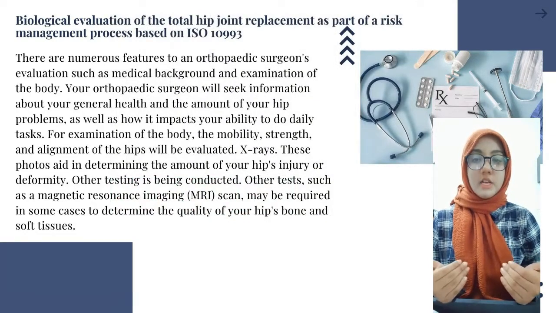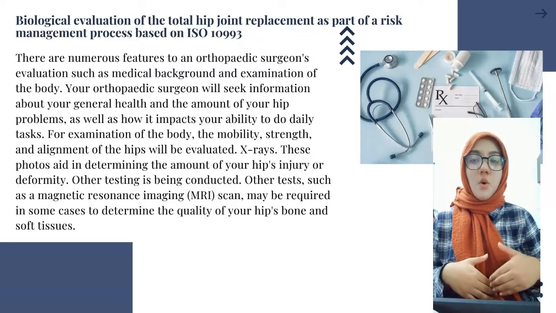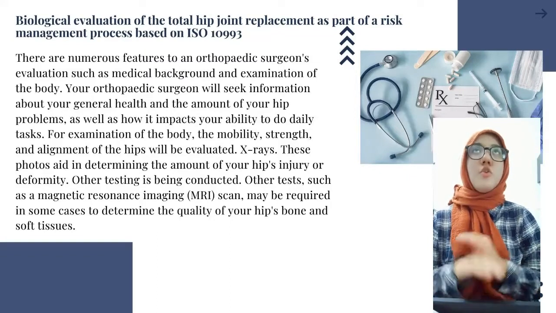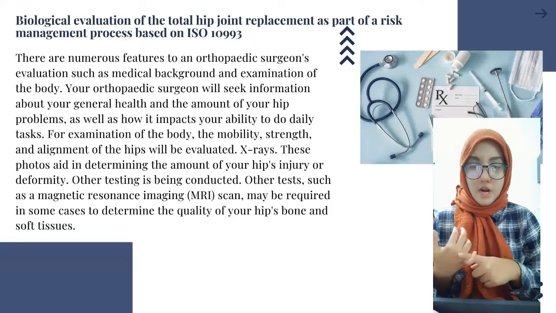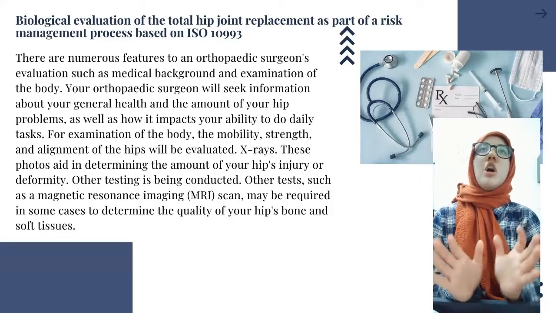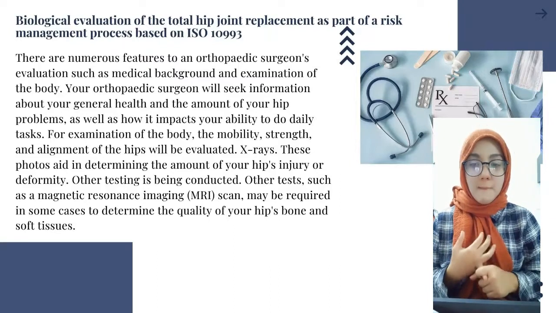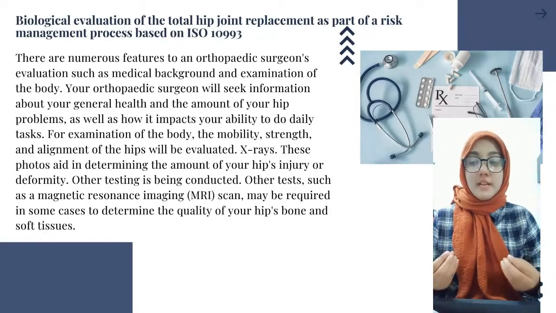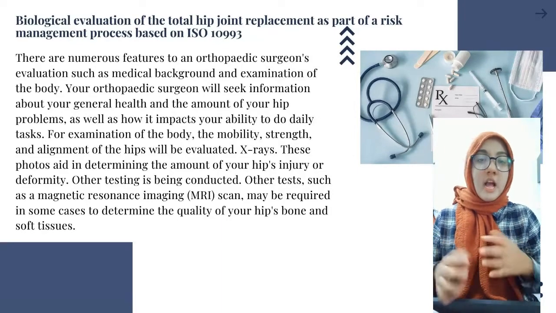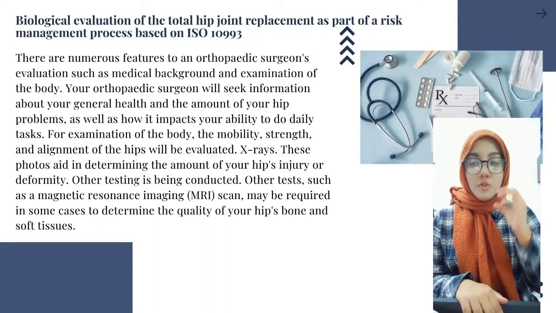And now my part is to talk about the biological evaluation of the total hip joint replacement as part of the risk management process based on ISO 10993. There are numerous features to an orthopedic surgeon's evaluation, such as medical background and examination of the body. Your orthopedic surgeon will seek information about your general health and the extent of your hip problem, as well as how it impacts your ability to do daily tasks like walking. All of these basic needs will be investigated by your orthopedic surgeon.